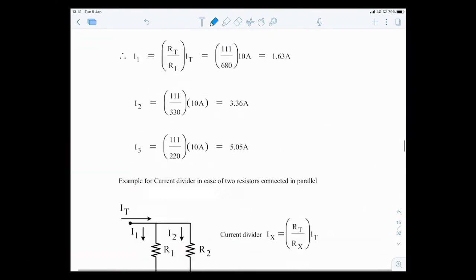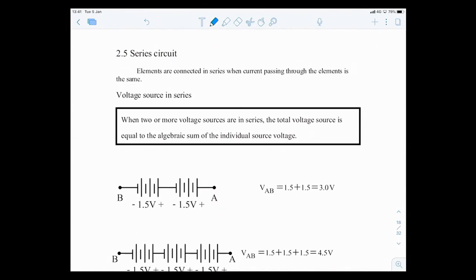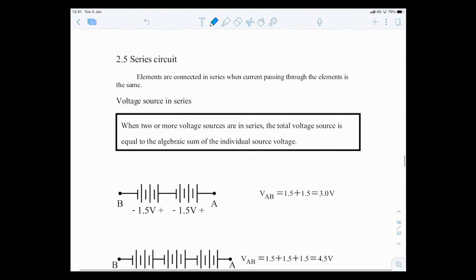So now next I'm going to do KVL. Let's go back to KVL. Now I want to define when things are connected in series. Okay, series circuit. So how do you know when elements are connected in series? We know that elements are connected in parallel when they have the same voltage, they have the same nodes at the top and the bottom ends. So for something connected in series, the definition is that the current that passes through those elements is the same.